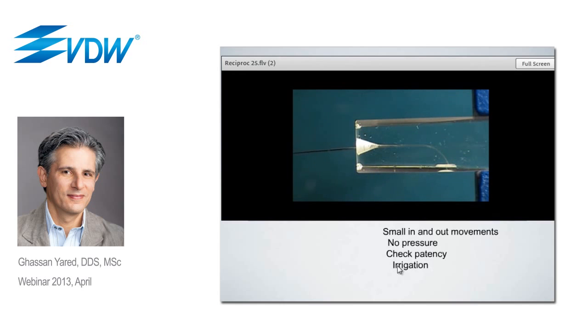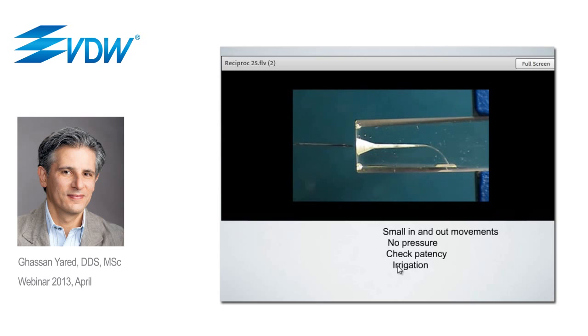So the instrument is used in very small in and out movements. The amplitude of the movement should be about 3 to 5 millimeters, and we do a series of in and out movements that I call packs. We do 1 pack, 2 packs, 3 packs, then we remove the instrument like I did here.